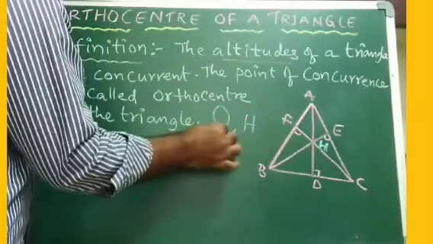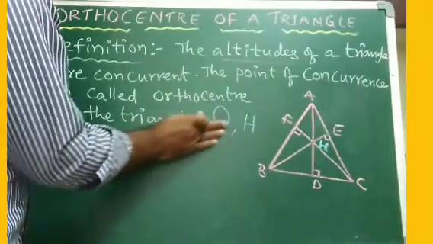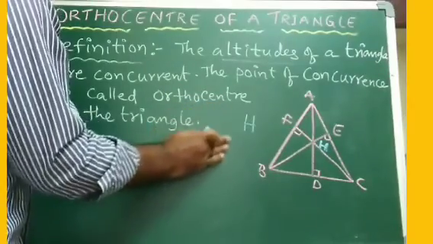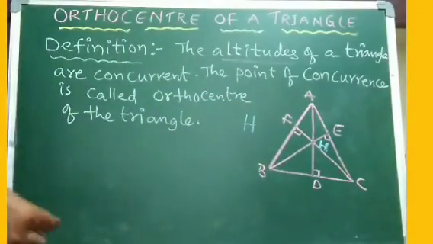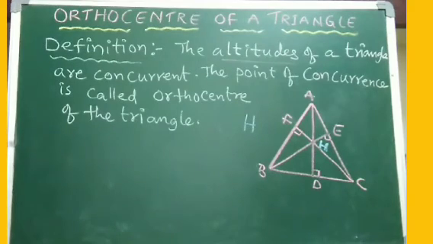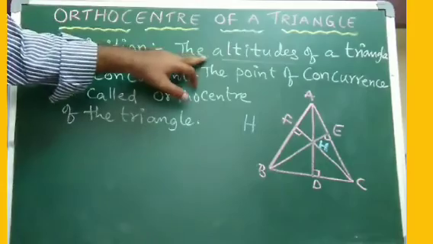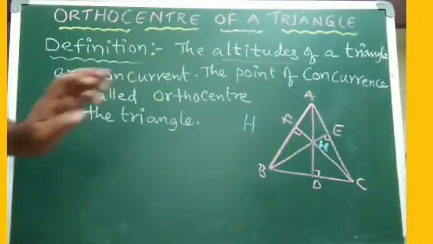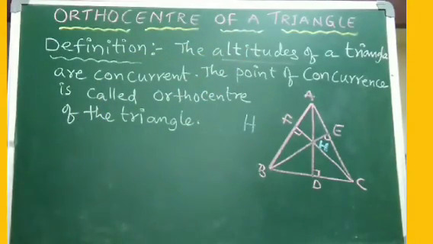But generally O is reserved for the origin. So that's why most authors use H as the letter to denote the orthocenter. Do you understand now? So the altitudes of a triangle are concurrent, and the point of concurrence of altitudes is called the orthocenter of the triangle. And the orthocenter is denoted by capital letter H.